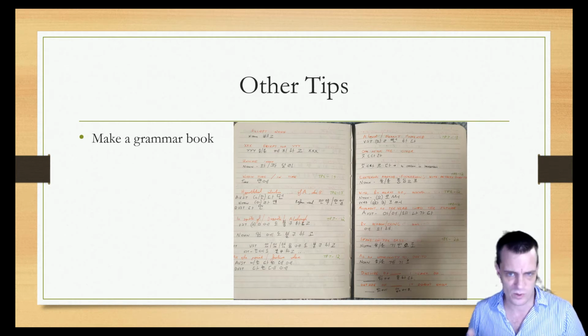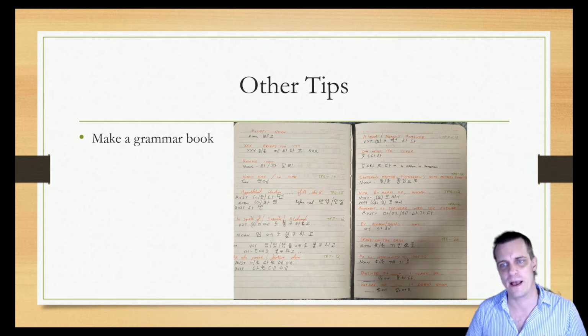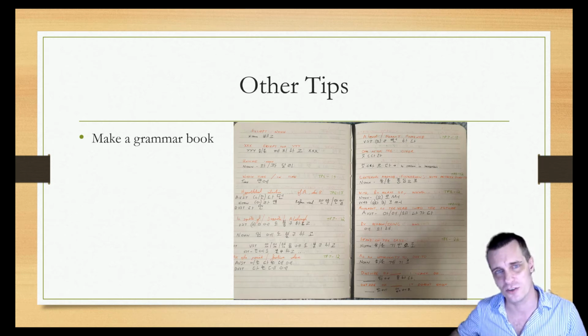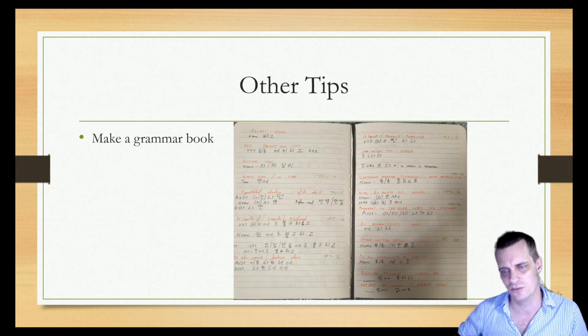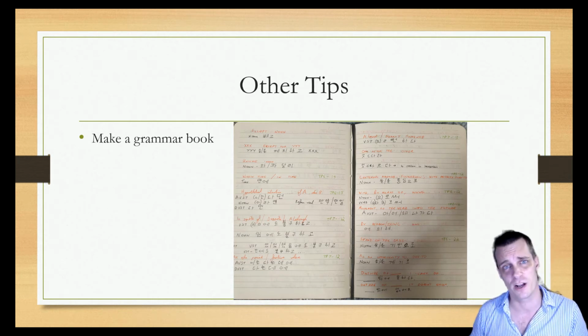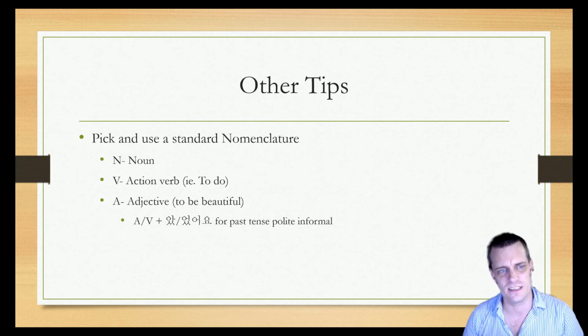So what I recommend when it comes to this book then is, each time you learn a new grammar rule, write it in the book in a way that makes sense to you. So rather than just copying verbatim what somebody else has said this grammar rule means, write it in words that make sense to you and explain this grammar rule as you would. Once again, this makes it easy to learn. This means you're more likely to retain it and also to be able to use it. All right. Linked very closely to this is pick and use a standard nomenclature.